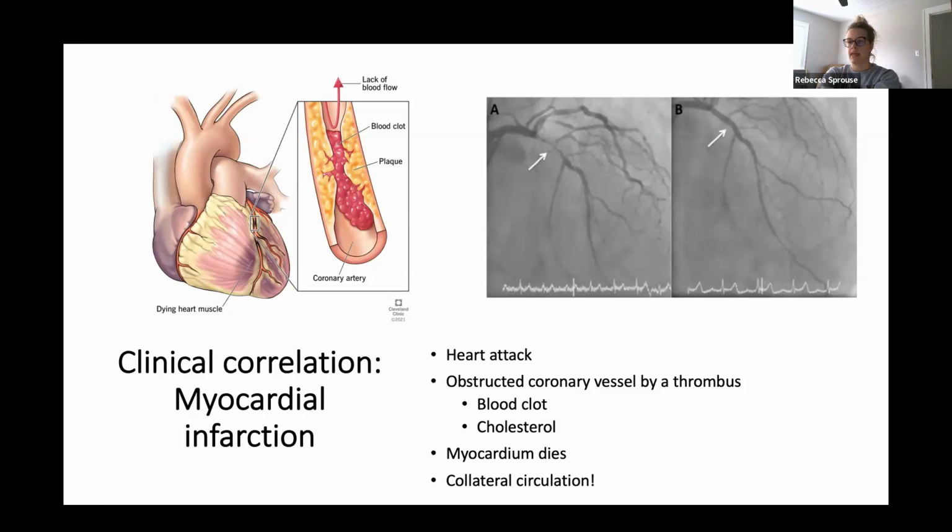People are lucky if they make it that far. You know, the time from onset of symptoms to cath is very important, because the longer that takes, the more heart muscle is dying and cannot be reversed.